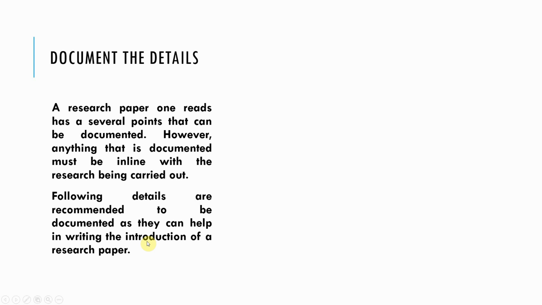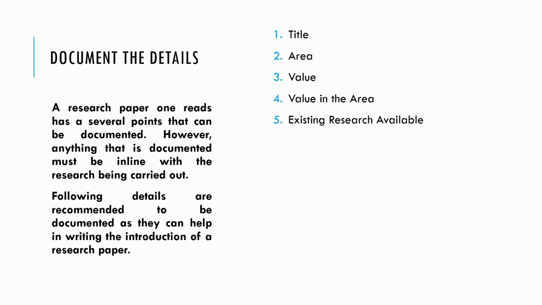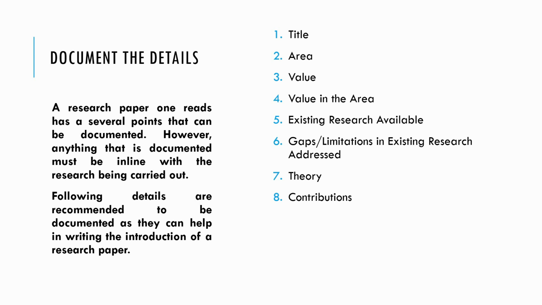So when you are planning to write the introduction of a research paper, what information should you store? You should store the title, the area, the value of the study, value in the area, existing research that is available, gaps, limitations in existing research addressed. So what gaps and limitations did that particular paper address, so that you are not repeating what has already been done? What theory did they utilize? What are the contributions of the paper? And what limitations did that particular study identify?